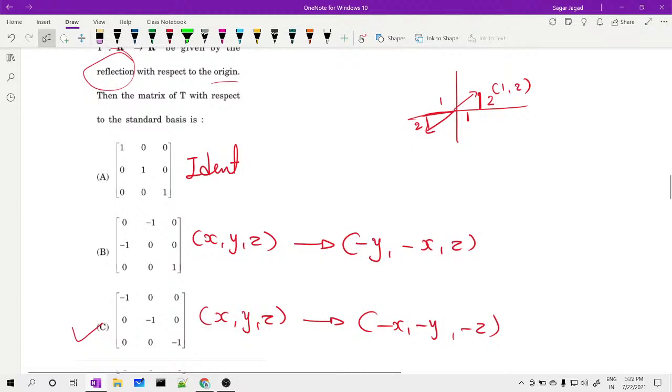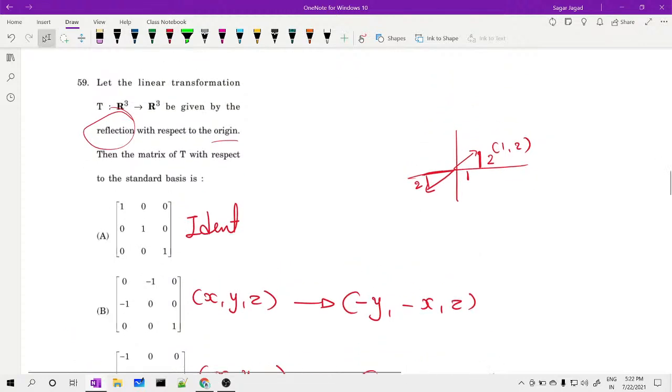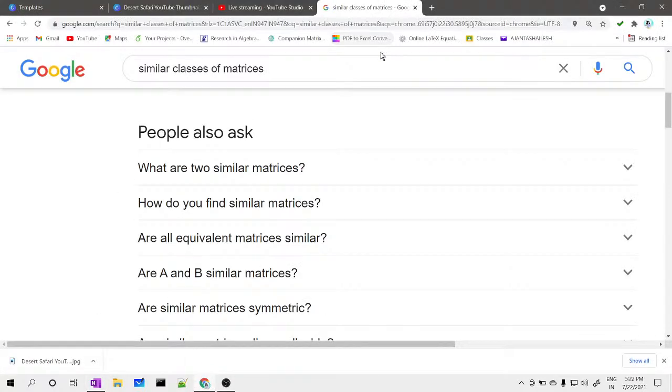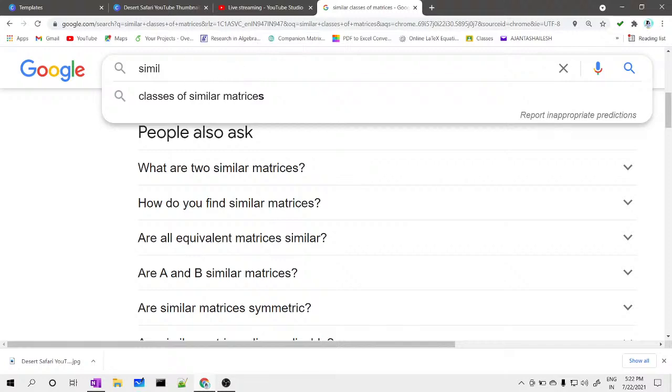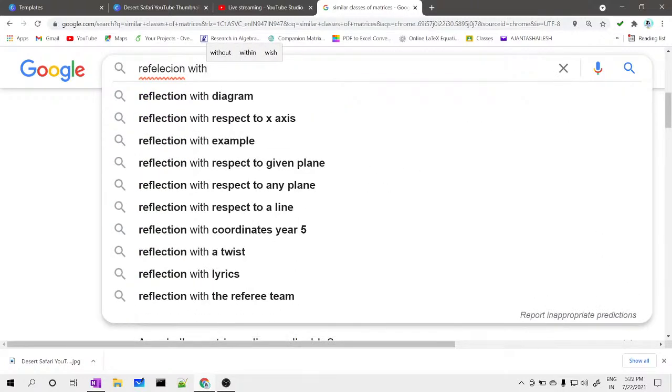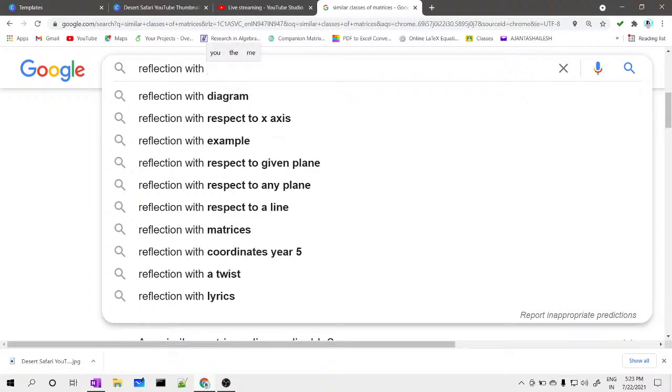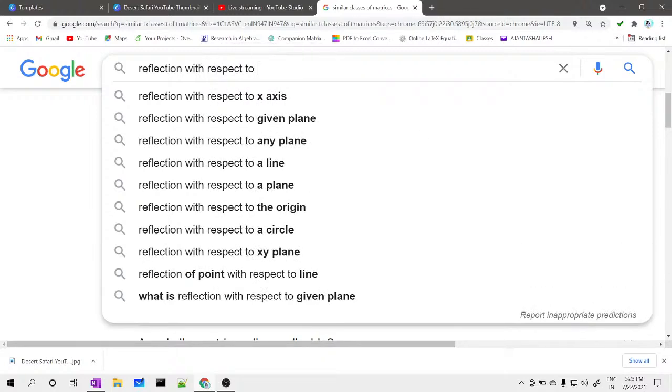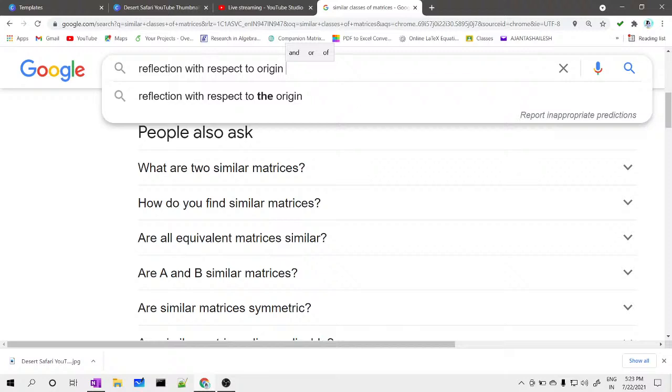What does a reflection by origin mean? Means they're trying to tell that reflect with respect to this. I don't know, I'm unable to guess it. Reflection with respect to origin, what do they mean by it? Let's just search the phrase reflection with respect to origin.